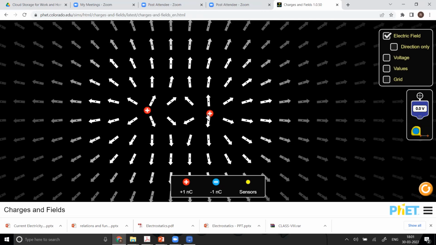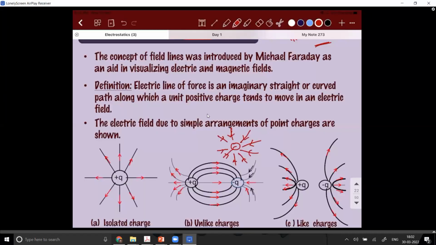So both are repelling. In the previous case, what happened? One was repelling and one was trying to attract. Means one was trying to push it away, one was trying to give support. But here both are trying to repel. Okay. So that is why, if you see, the diagram looks something like this.